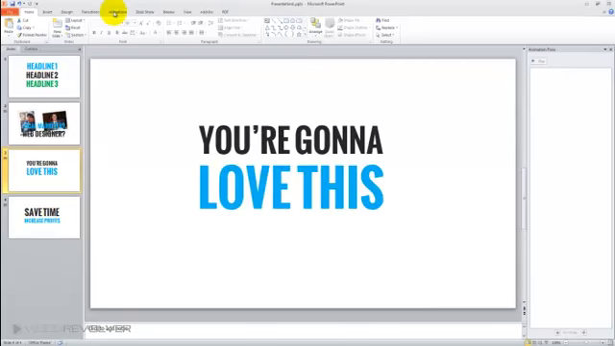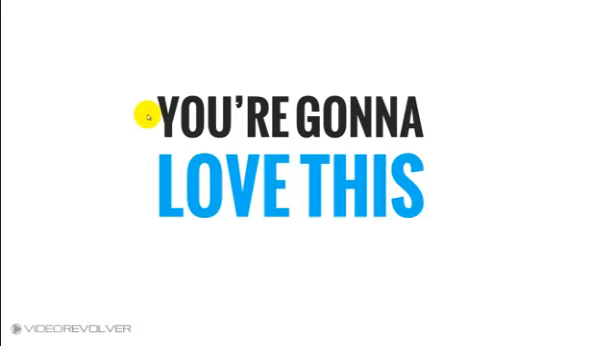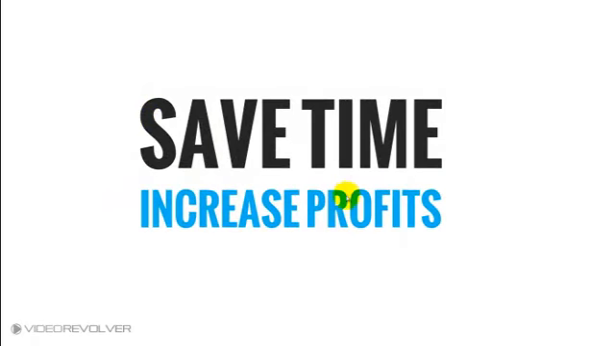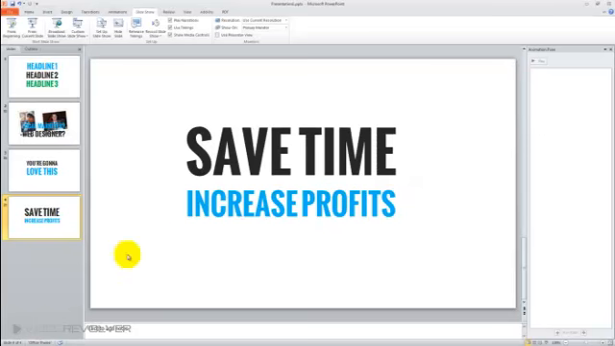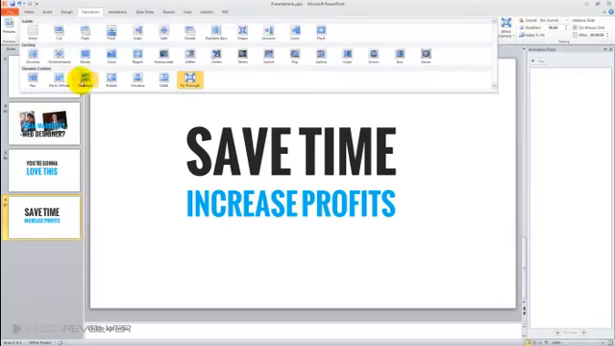So if we were to view the slideshow again, remember we fly into You're Gonna Love This, and then we fly into Save Time and Increase Profits. Now we could change the transition if we wanted to. If we didn't want that same fly-in effect to happen on this slide, we could just go to Transition, go down to Dynamic Content. We can just choose another one.